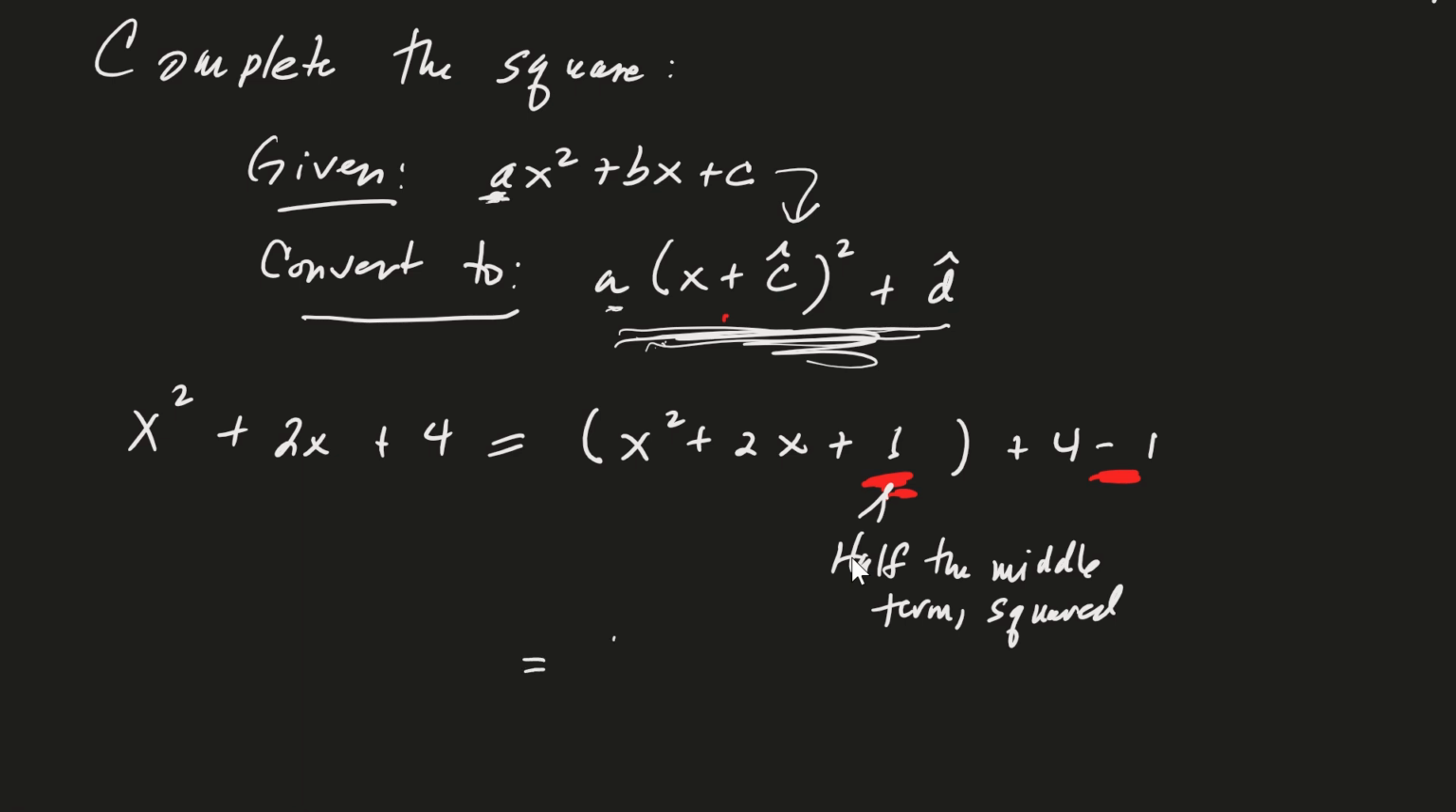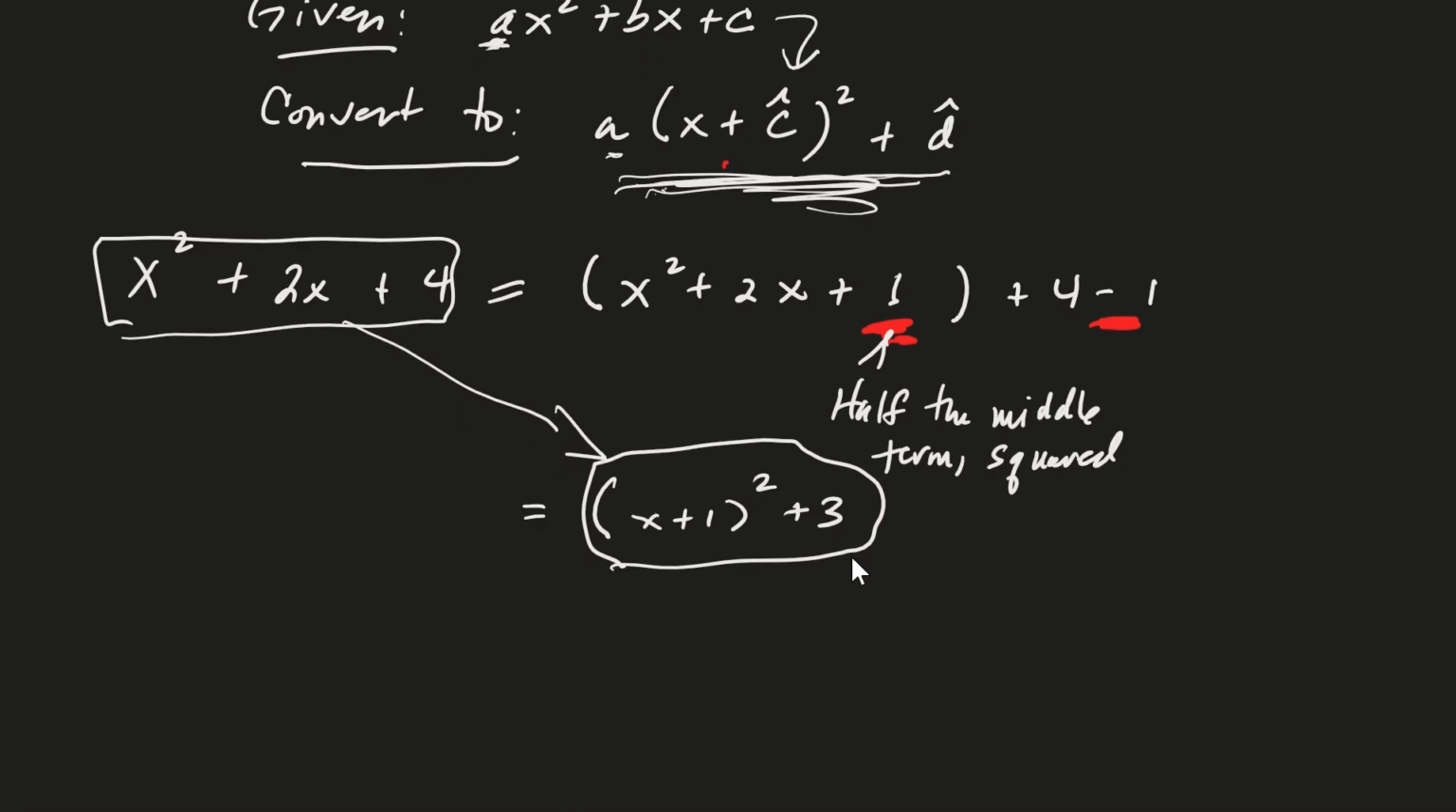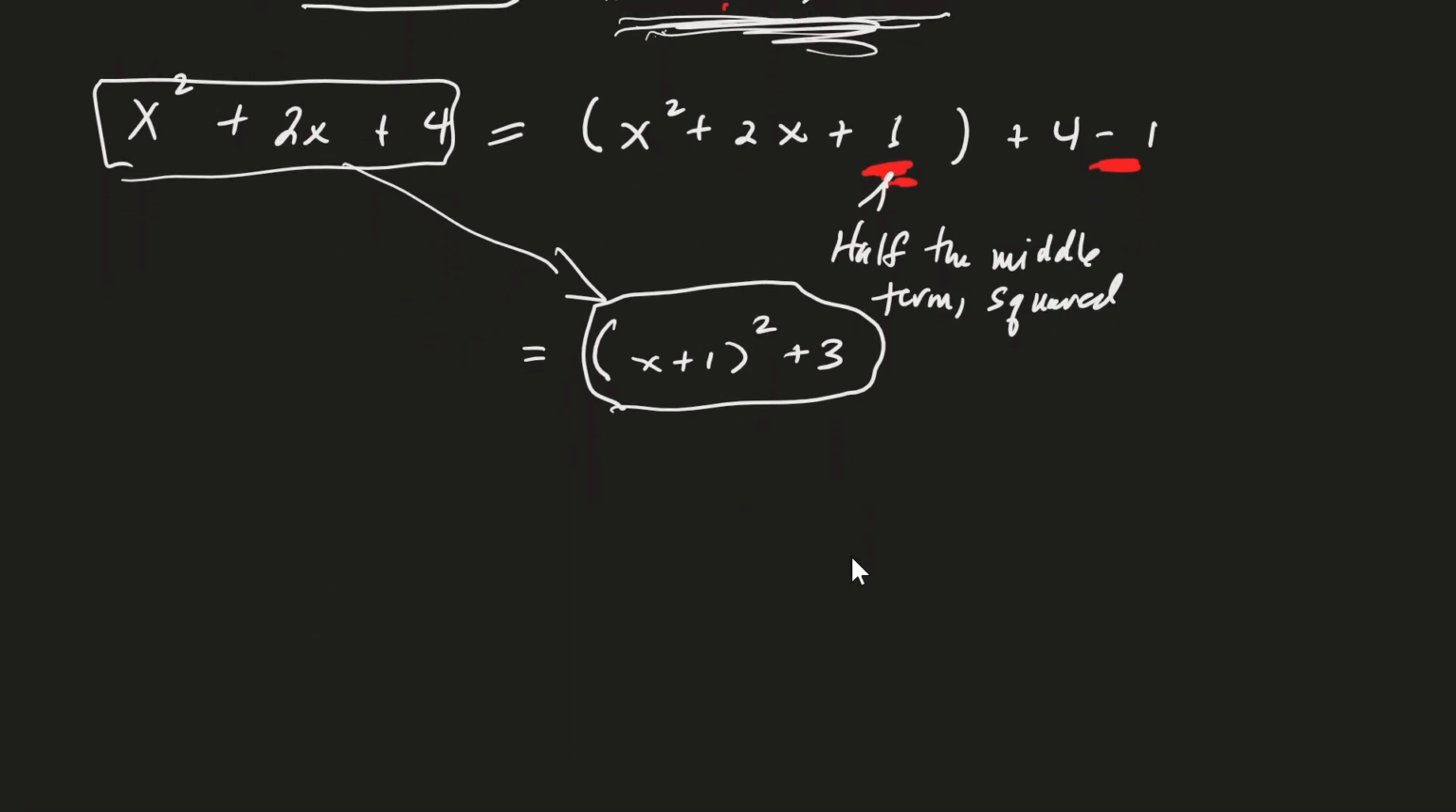And so the perfect square is x plus half the middle term, so that's going to be (x plus 1) squared plus 3. This is the end result of completing the square, and we've converted this expression to this expression. Good. Let's try another one, just to be sure we got it.